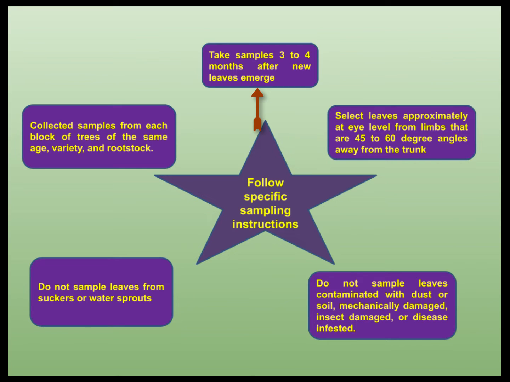Collect the leaf samples from recently matured leaves so that the nutrient concentration has stabilized, and do not collect from water shoots or suckers. Make sure that the sampling branches are not contaminated with dust or soil, mechanically damaged, insect damaged, or disease infested. As far as possible, select leaves approximately at eye level from limbs that are 45 to 60 degree angles away from the trunk.